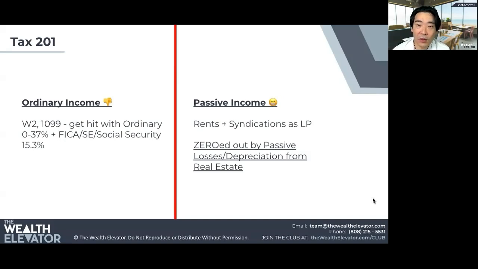What we're trying to do is lower your adjusted gross income, which is your ordinary income plus your passive income minus passive losses. Then the passive income is a better color of money. Think of these as different colors of money. Passive income is no different dollar-wise than ordinary income, but you can offset it with passive losses.